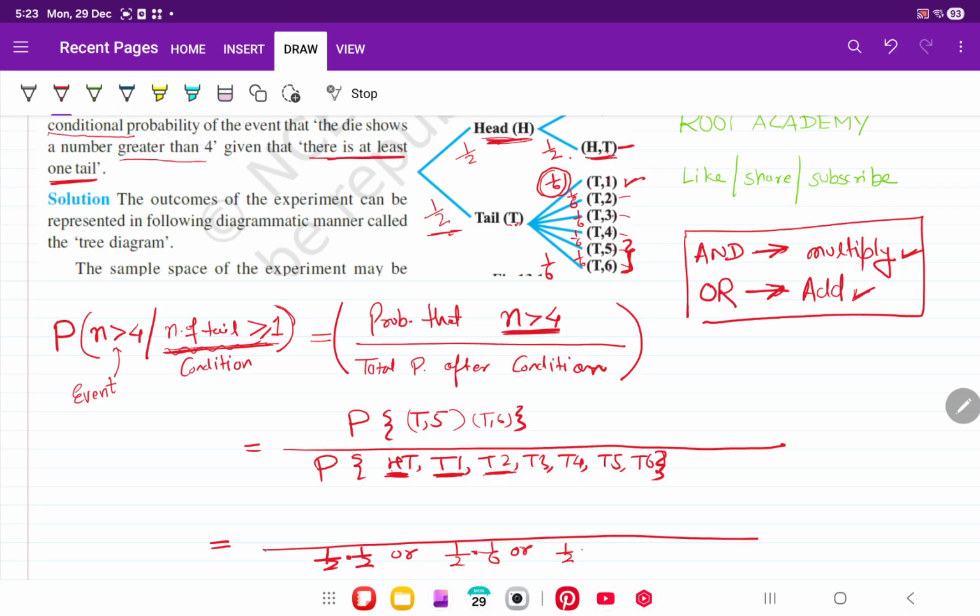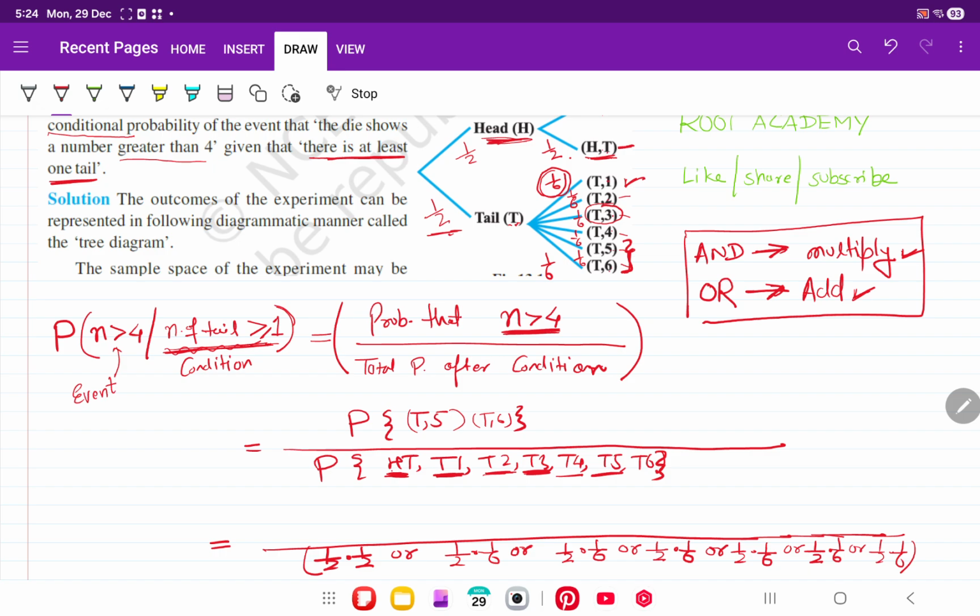Or then we want tail and 2. So first tail came and 2 came is 1 by 6. Or we want tail and 3. So tail will come and 3 will come, again 1 by 6. Or we want tail and 4. So 1 by 2 into 1 by 6, right? And tail and 5 will be the same. In tail and 5, first tail will come is 1 by 2 and 5 will come is 1 by 6.